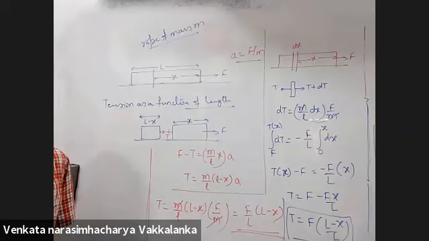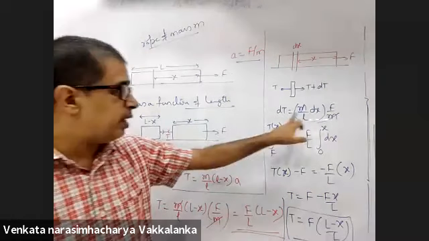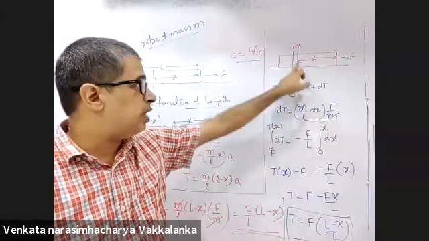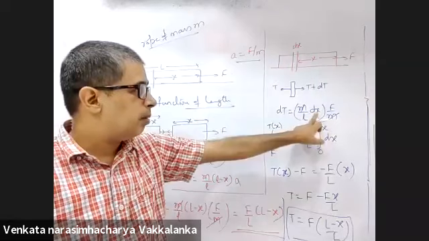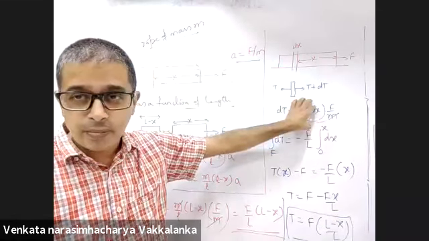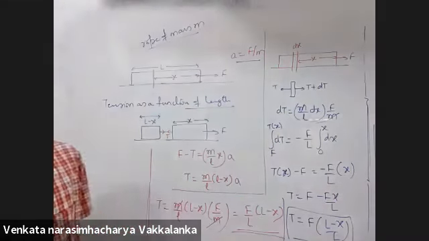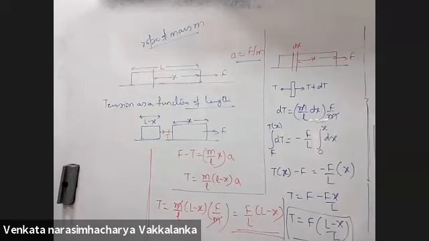Sir, can you tell how you got the value of dT on the right side? dm is mass per unit length into length of the element. Mass per unit length into length of the element, that gives me dm. Into acceleration. Acceleration is F by m. So the capital T that you've written acting on dx will be equal to F.